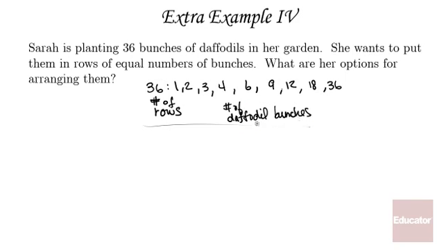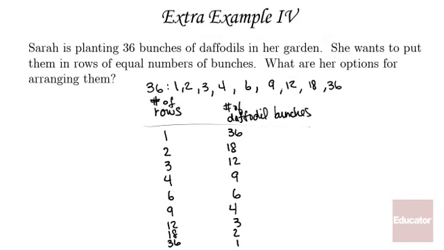So we could have just one row and all 36 are lined up, all 36 bunches of daffodils. Or we could have 2 rows and each row will have 18 bunches, or 3 rows and each row will have 12 bunches, 4 rows with 9 bunches, or 6 rows with 6 bunches. Or we could have 9 rows with 4 bunches, 12 rows with 3 bunches, 18 rows with 2 bunches each, or 36 separate rows with 1 bunch in each row. So these are all her different options.